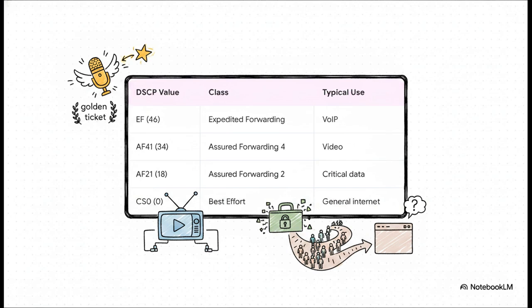We do this by stamping the IP header with a 6-bit DSCP value. And industry standards dictate specific tags for this. Expedited Forwarding, or EF46, is basically the golden ticket for voice. AF41 is typically used for video, AF21 is for business-critical data, and way down at the bottom, CS0 is your best effort general admission line for regular everyday internet traffic.